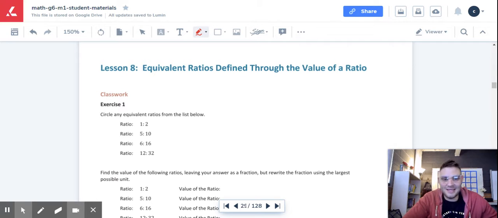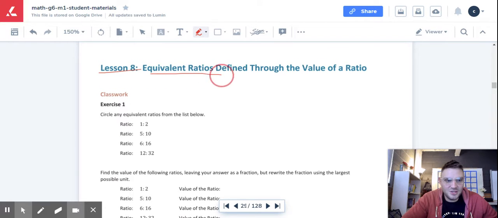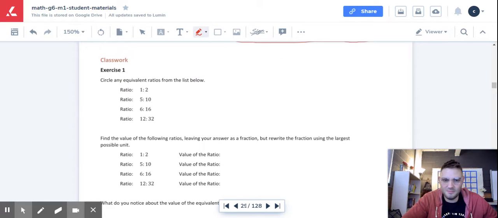Today we're going to be doing lesson 8. So I pulled it up from Google Classroom, the entire math, and we're going to get working on it. Remember to do these on paper and take a picture. All right, exercise 1. Today we're going to be working on equivalent ratios defined through a value of a ratio, and that'll become clear a little bit later. First of all, circle any ratios that are equivalent from this list below.